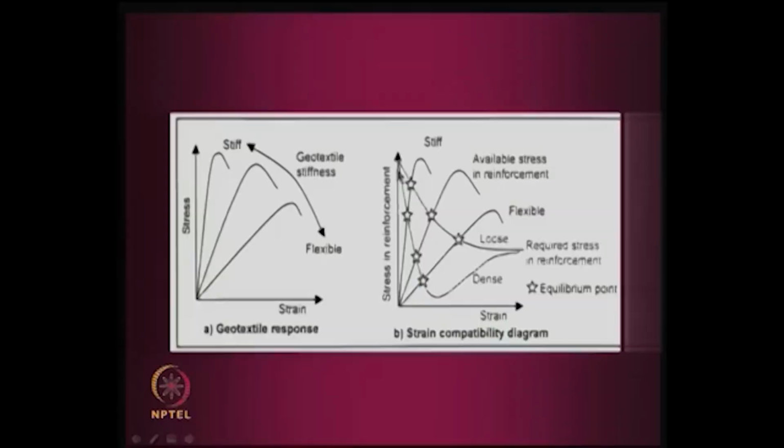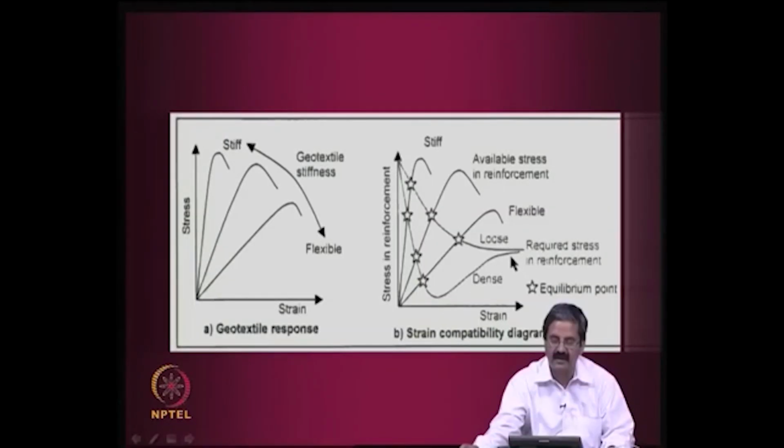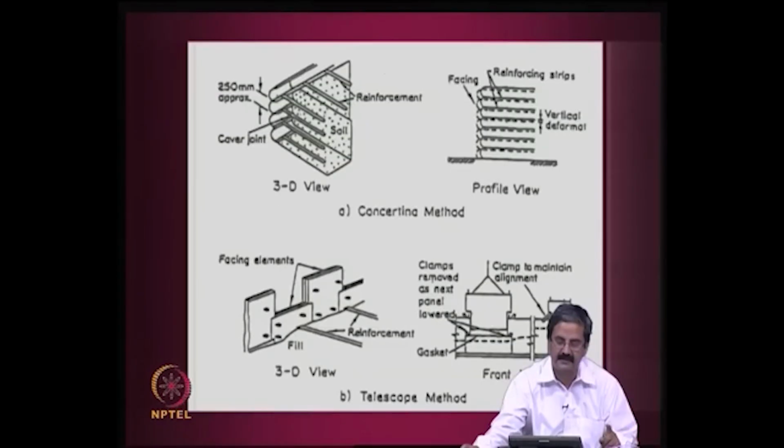So you can see that the state of the loose sand or dense sand, whatever it is, is quite important, and also the stiffness of the soil is important. So this is what is called the strain compatibility diagram, and this is very important in the analysis of reinforced soil structures. Particularly density, all specifications come on these lines.